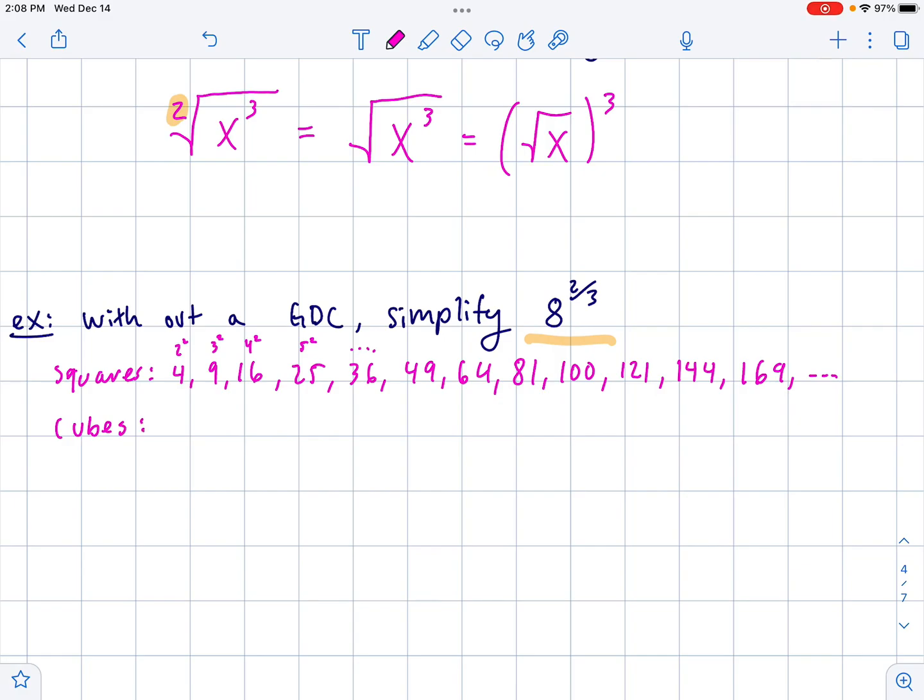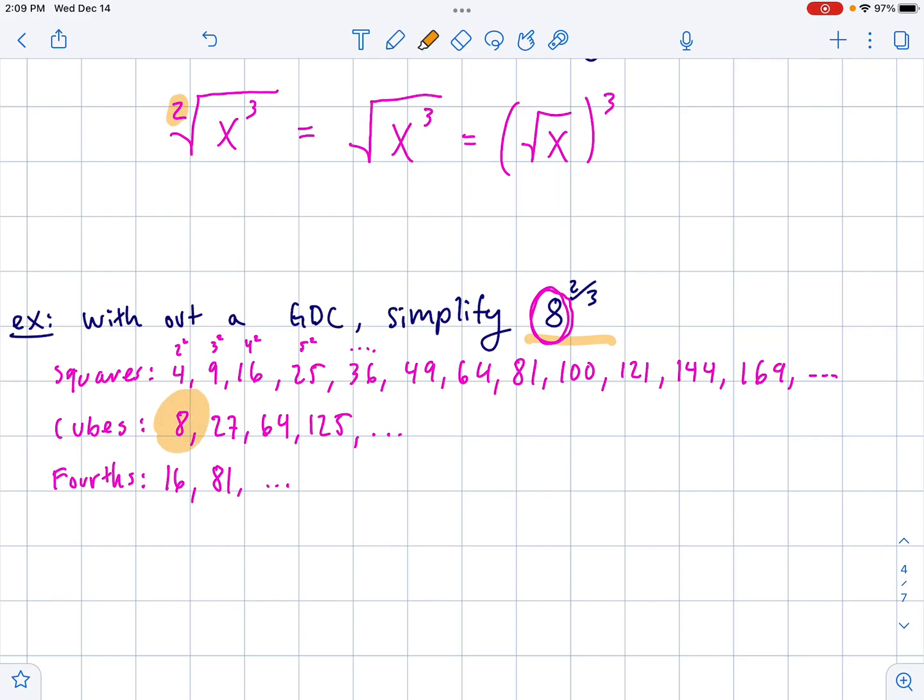But in addition to squares, we should also know some perfect cubes. 2 times 2 times 2 is 8. 3 times 3 times 3 is 27. 4 times 4 times 4 is 64. 5 times 5 times 5 is 125. And then honestly, after that, I don't remember them. They don't seem to come up that much. To the 4th power, 2 times 2 times 2 times 2 would be 16. 3 times 3 times 3 times 3 would be 81. And then after that, I kind of trail off. I don't really recognize them.